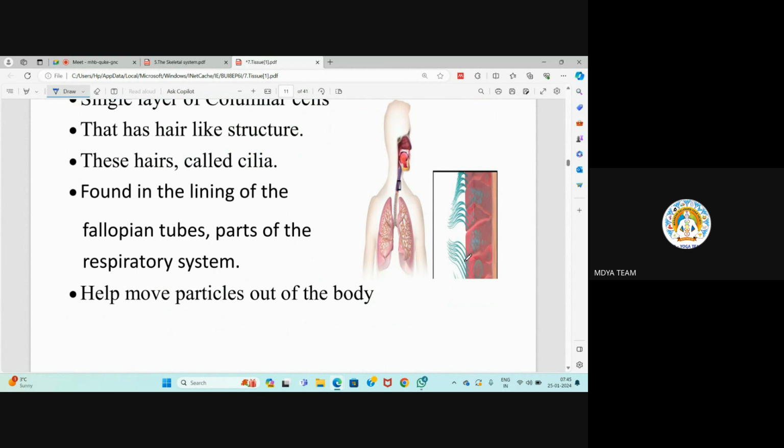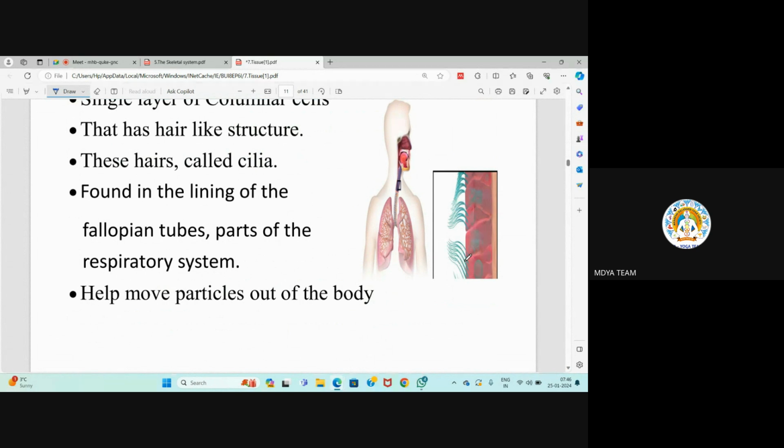Ma'am, I lost. I got fallopian tube, ma'am. Except that lungs, those I know, but fallopian tube is like larynx and all. No, no, no. Fallopian tube is the tube between ovary and uterus. Okay, clear, ma'am. So you all know ovary and uterus? Yes, ma'am. So the tube connecting ovary and uterus is fallopian tube. And there also we can see the cilia.